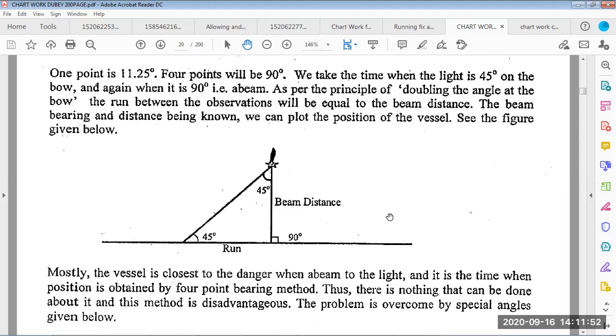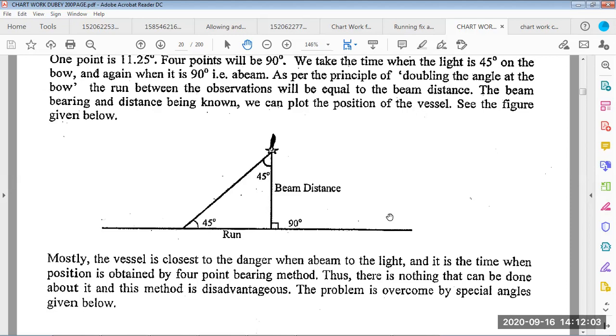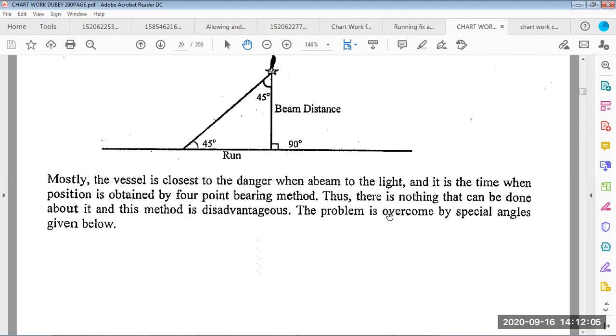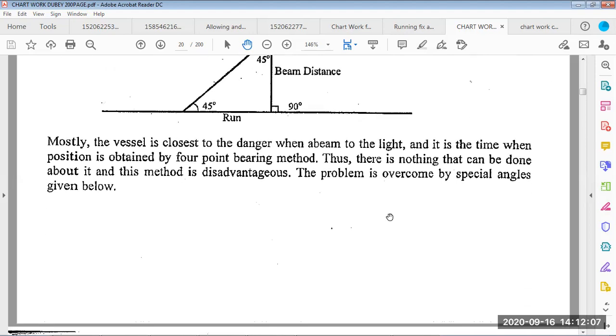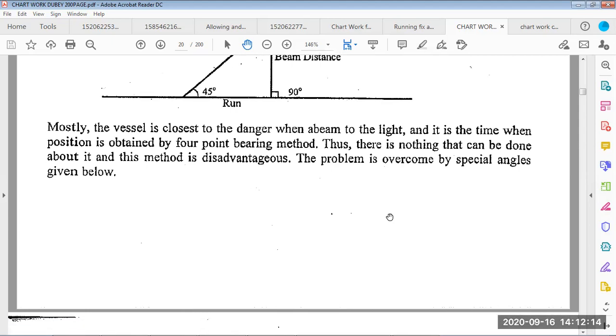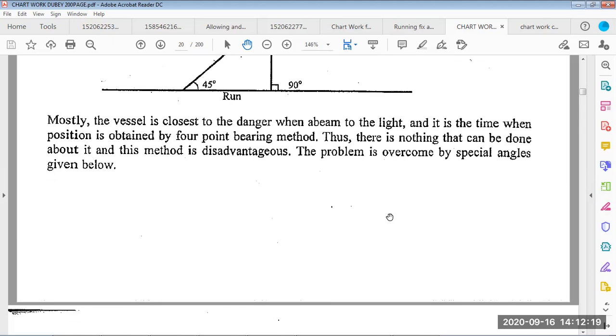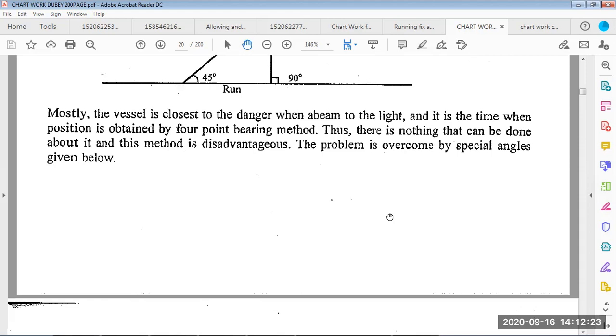The beam bearing and the distance being known, because beam bearing will be 90 degrees from the ship's heading, and distance we will calculate by the run, we can plot the vessel position. So one example is 30 and 60 degrees for doubling the angle, and when it is 45 and 90 degrees for doubling the angle, it is called 4-point bearing. And mostly the vessel is closest to the danger when abeam, that is your CPA, and that also we can find in this type of method.